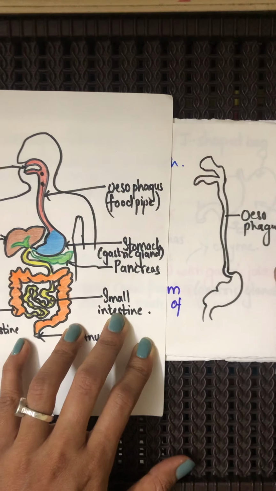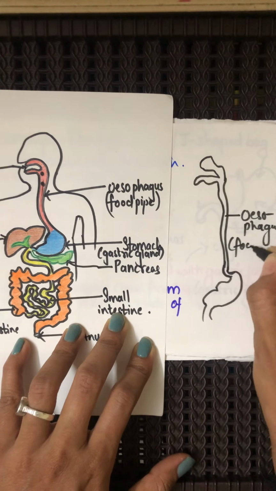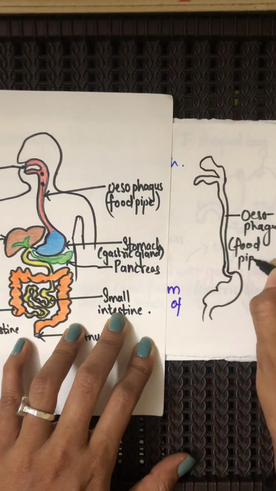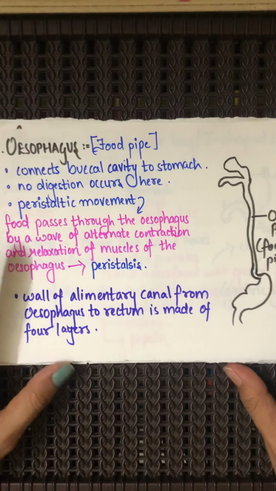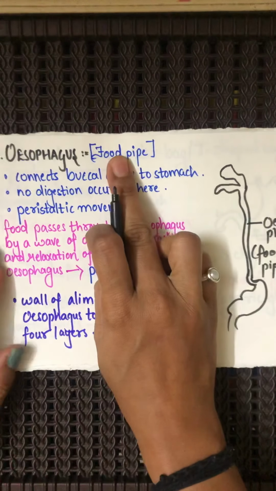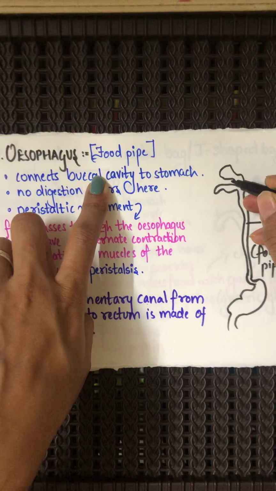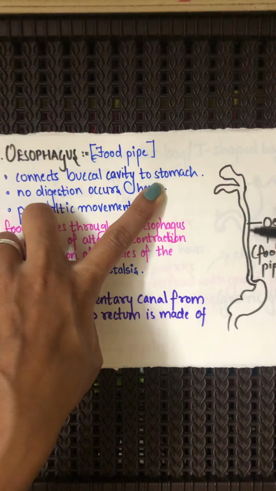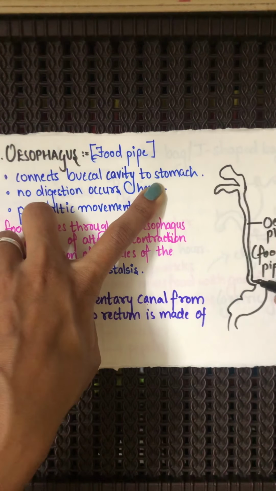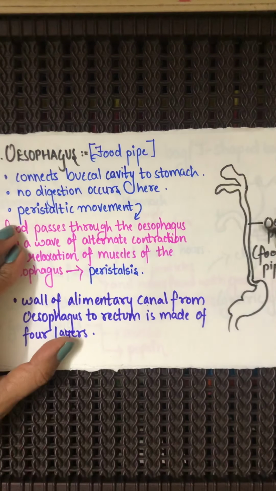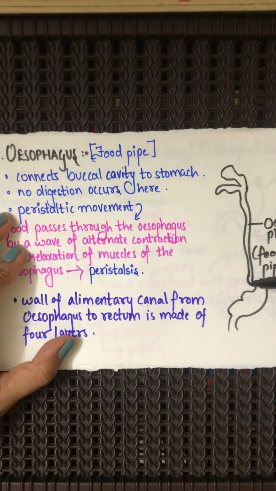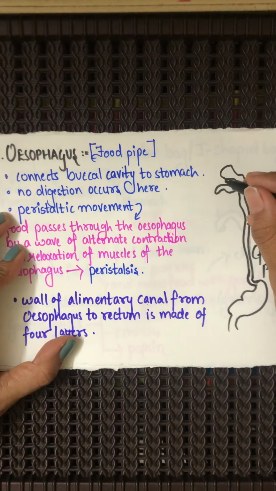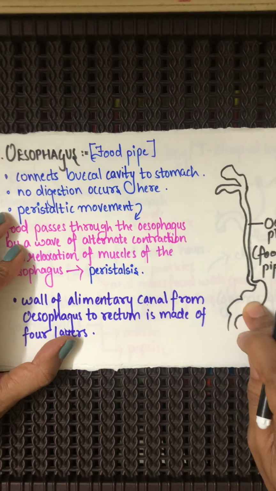So this is nothing but the esophagus, or we also call it the food pipe. Yes, do you understand this? So here the esophagus is very commonly termed the food pipe. It connects the mouth with the stomach. It is a passage which connects the mouth to the stomach, and here no digestion takes place. No kind of digestion takes place over here. It only has the function to move the food material from the mouth to the stomach.